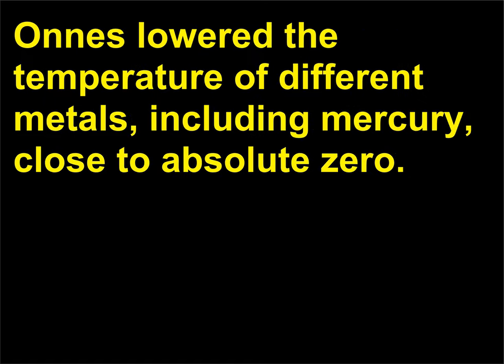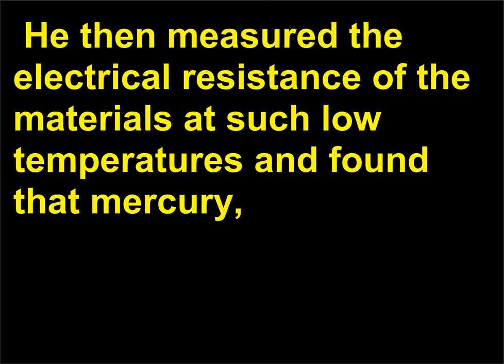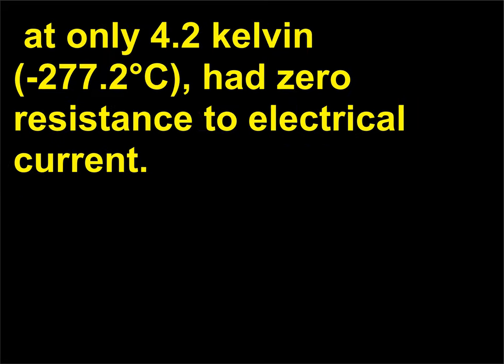Onnes lowered the temperature of different metals, including mercury, close to absolute zero. He then measured the electrical resistance of the materials at such low temperatures and found that mercury at only 4.2 Kelvin, minus 277.2 degrees Celsius, had zero resistance to electrical current.